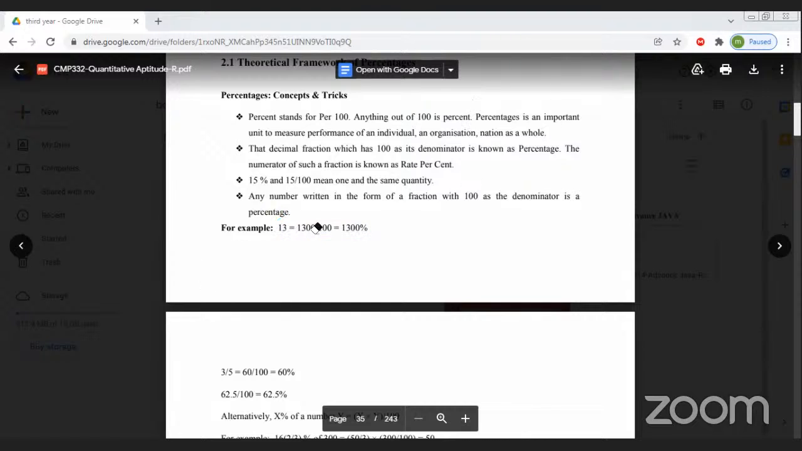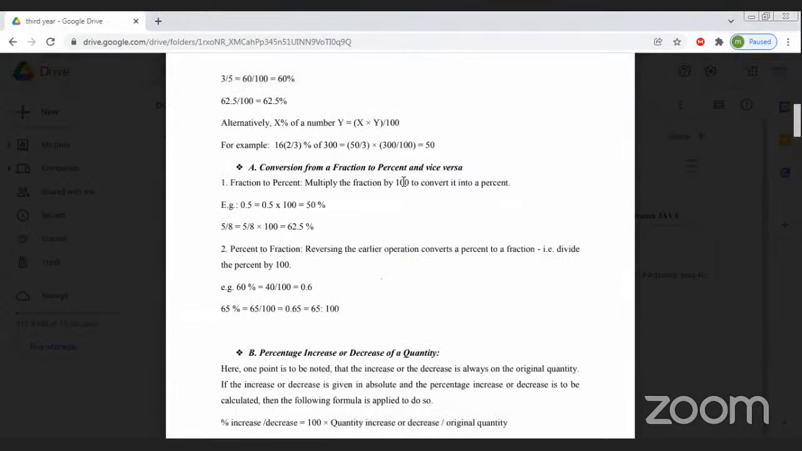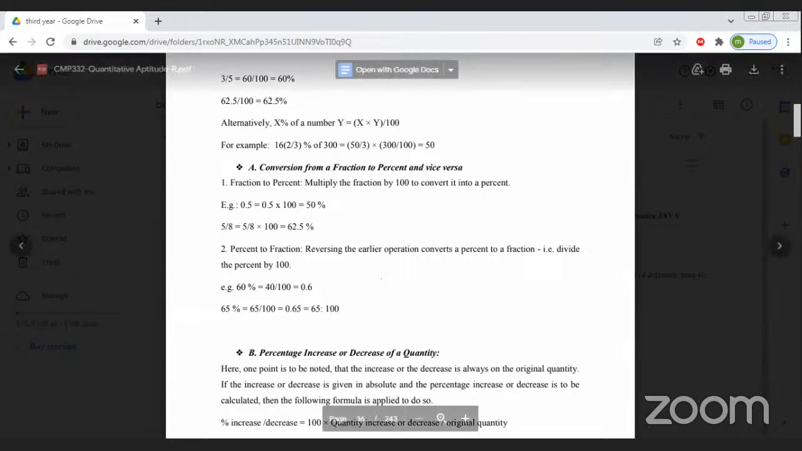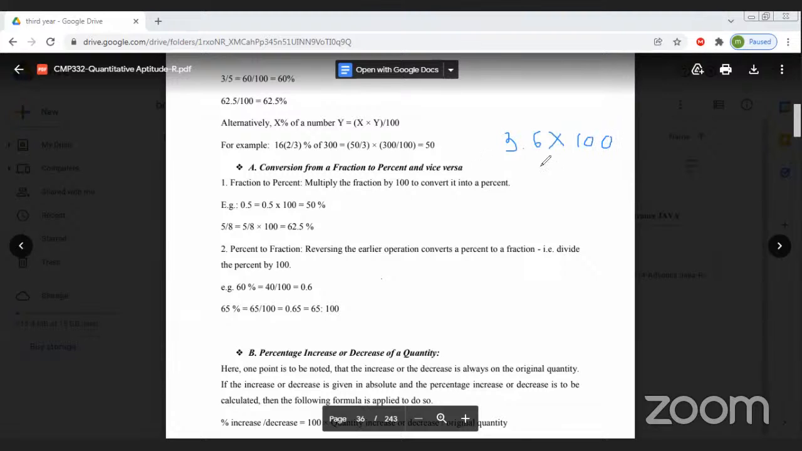Next part is conversion from fraction to percent. Now, if you have a fraction, meaning the ones which have decimal points in them, let's say you need to find the percent of 3.6. How do you find it? For that, you need to multiply it by 100, and the value will be 360. So 360%.